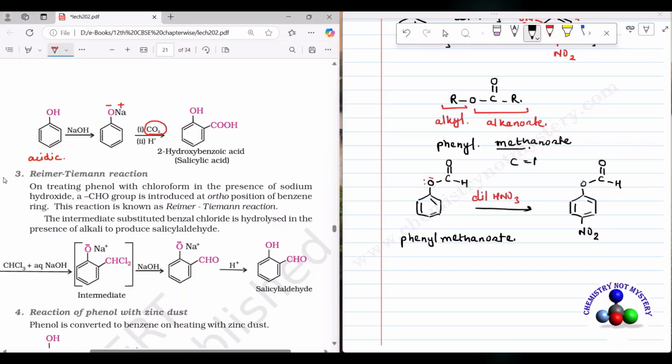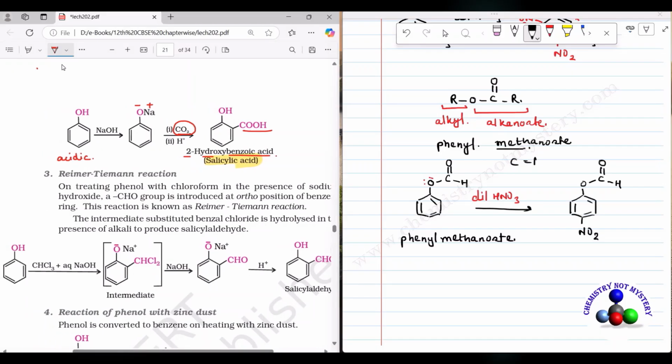As it is an activating group, it directs the coming electrophile to the ortho or para position. When it directs the coming electrophile to the ortho position, the carboxylic group will get attached at the ortho position. The common name of this molecule is salicylic acid. The IUPAC name of this molecule is 2-hydroxybenzoic acid. Carboxylic acid is the main functional group, so the hydroxy group will be the secondary functional group. For hydroxy you have to use the prefix hydroxy, and the name of this molecule will be 2-hydroxybenzoic acid.